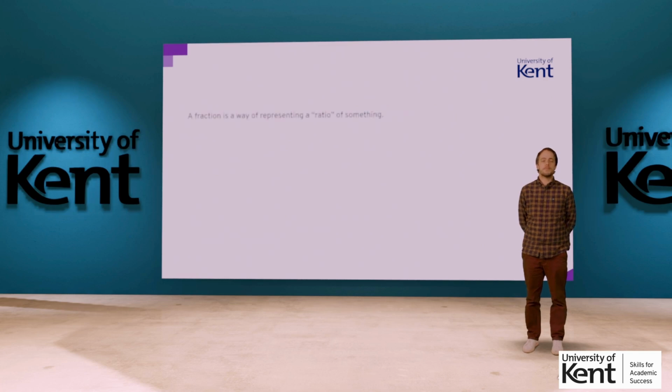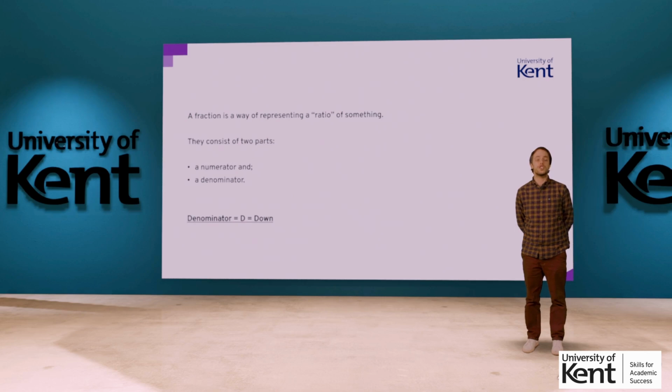At its simplest, a fraction is a way of representing a ratio of something. Fractions consist of two parts. First, on the top is the numerator. Second, and on the bottom, is the denominator. The best way to remember which is which is to remember that denominator is down, or on the bottom.